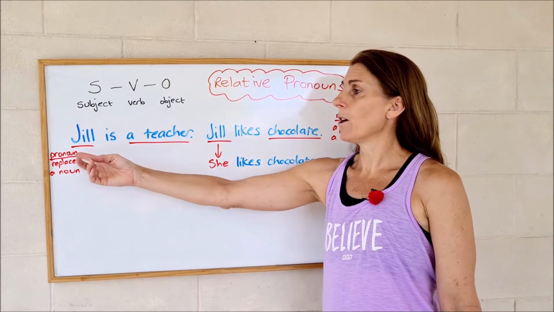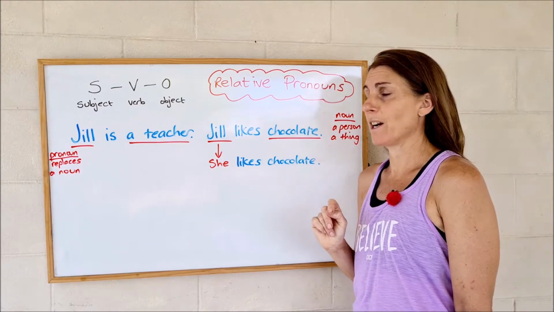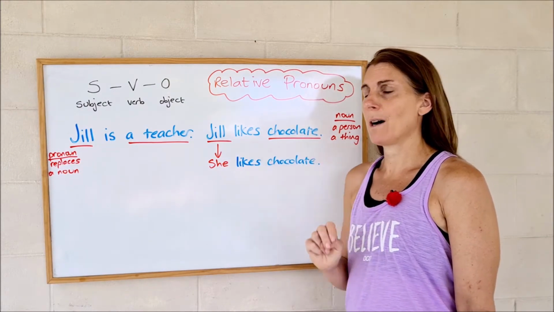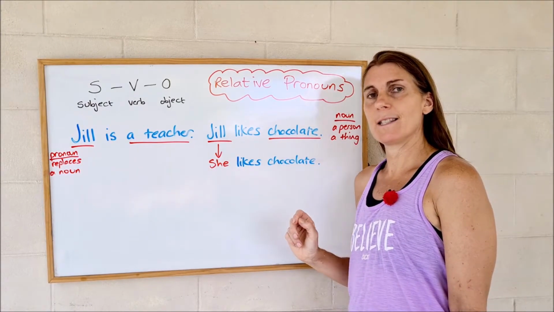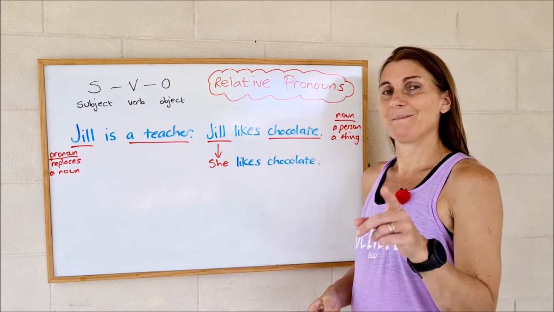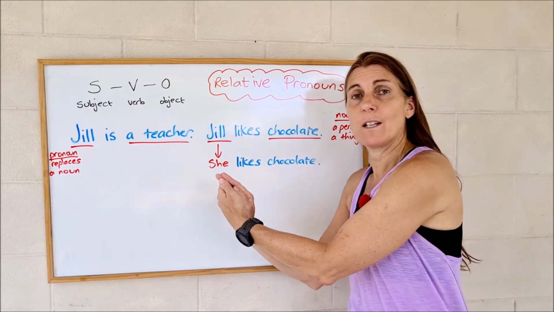Okay, so now we know what a pronoun is, the pronoun part of the relative pronoun. A pronoun replaces a noun. Now let's look at part 2. If we wanted to join these two sentences together, how would we do it? You're right. We'd use a conjunction, a joining word.